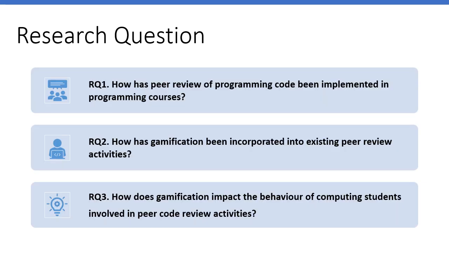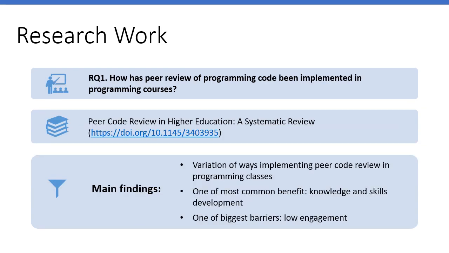To address the main research question, we break it down into 3 research questions as shown here. Because programming code is specific to computer science, the first research question looks at how peer review of programming code has been used in classes as opposed to other kinds of artifact.